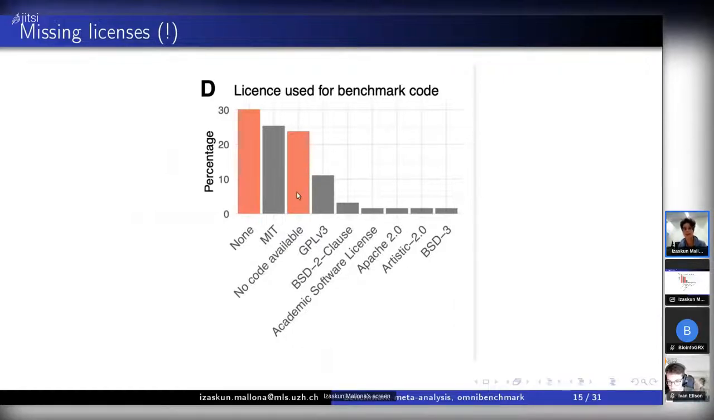Then again, we had a very conspicuous category of no code availability. So no license, of course, and then the typical Free Software Foundation compliant GPL, in this case normally version 3, and then others like MIT, BSD or Apache and so on and so forth.